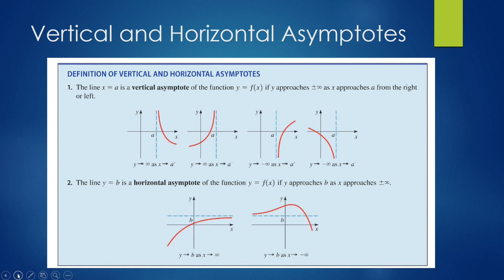Here's a definition for vertical and horizontal asymptotes. The line x equals a is a vertical asymptote, and as you can see, this graph of this function, as x is getting smaller, it's approaching a, but it will never actually cross a, and that works on both of these, whether I'm approaching from the left or approaching from the right.